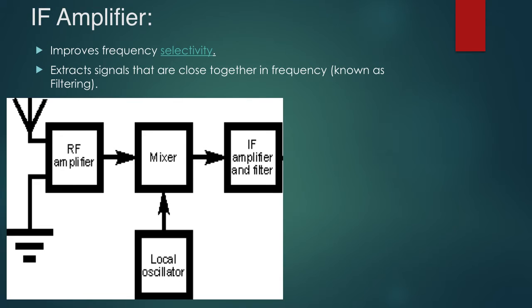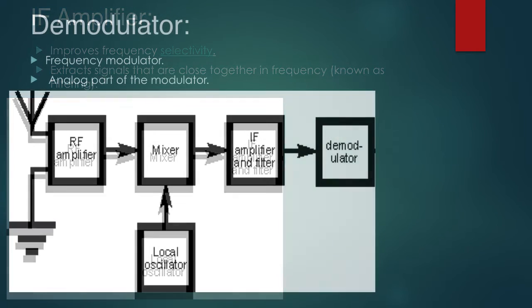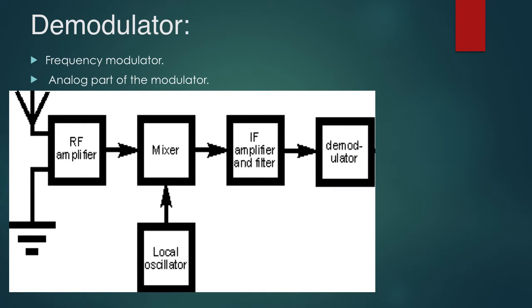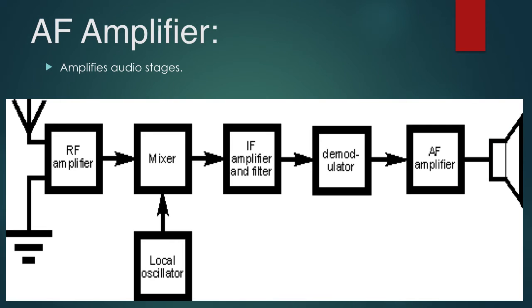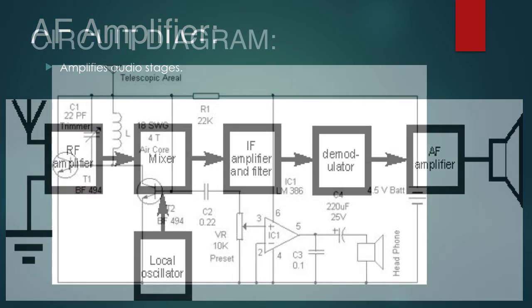Then comes the IF amplifier and filter. It improves frequency selectivity and extracts signals that are close together of a particular frequency. This is known as filtering. Then a demodulator, which extracts audio from our signals. And then we need to amplify it. To amplify our audio signals, we would be using AF amplifiers.